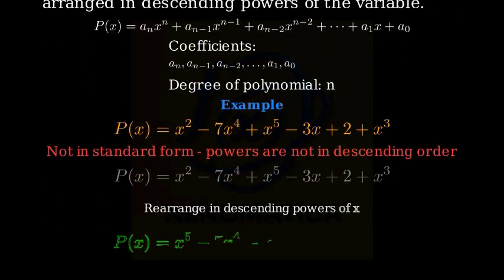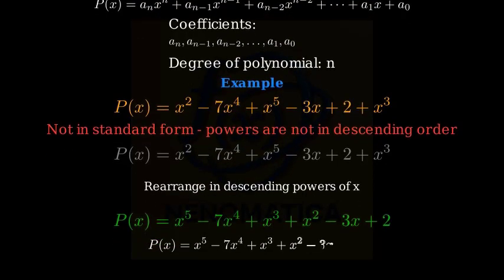To convert this polynomial into standard form, we need to rearrange the terms in descending powers of x. So, we will start with the term with the highest power, which is x to the 5th power, followed by x to the 4th, x cubed, x squared, x to the 1st power, and finally the constant term. Now, our polynomial is in standard form. P of x equals x to the 5th power minus 7x to the 4th power plus x cubed plus x squared minus 3x plus 2.